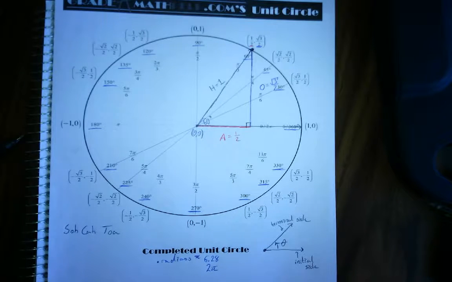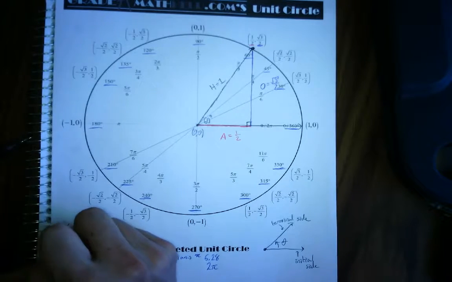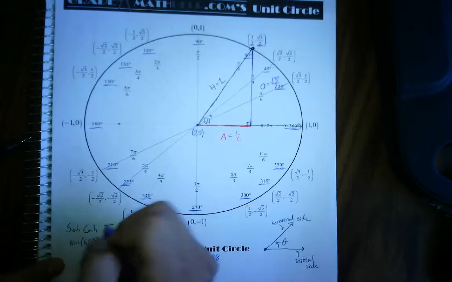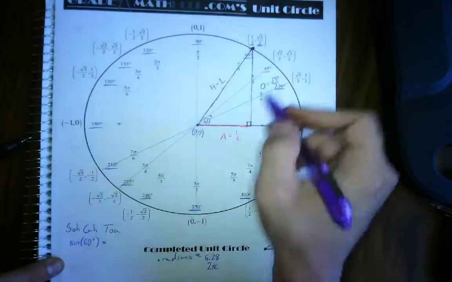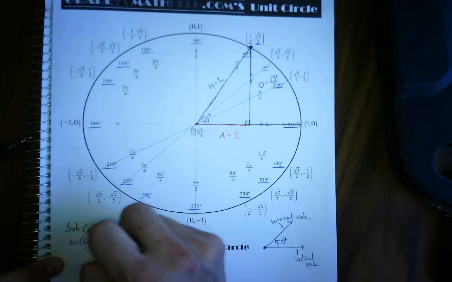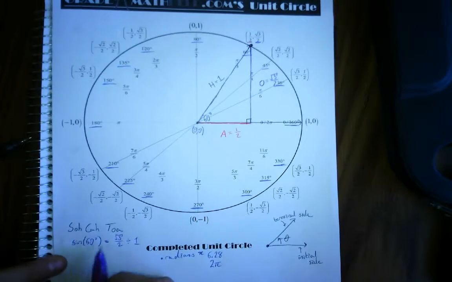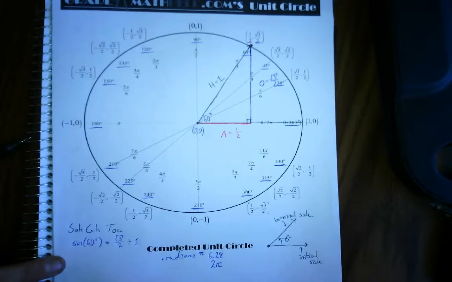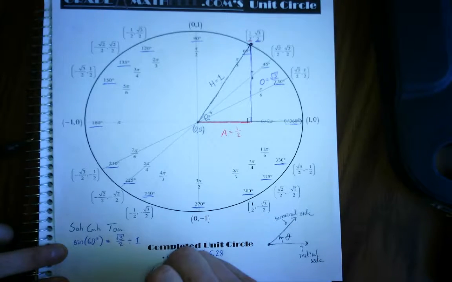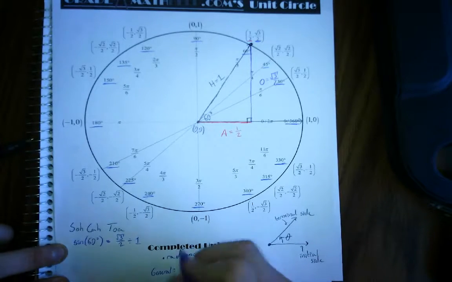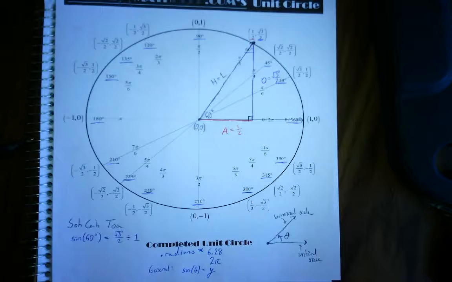Let's do our sine first. The sine of 60 degrees in this example is going to be equal to our opposite side, root 3 over 2, divided by our hypotenuse. Well, that's just 1. So we can see that the sine of 60 degrees is equal to root 3 over 2. If we wanted to make this general, we'd say that the sine of our angle is just going to be the y value on our unit circle.